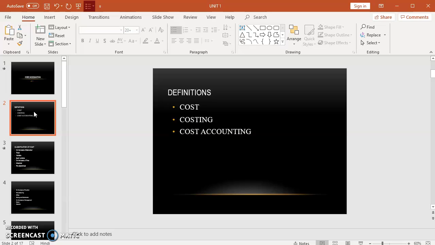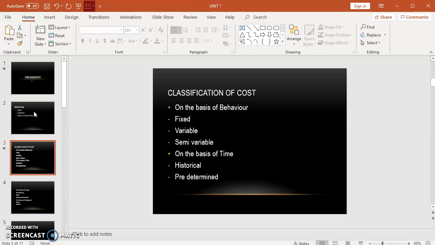First we have seen what is cost, the value of a product. Then costing, the process in which we are determining the value of that product. And then in cost accounting, we will analyze how we can reduce the value of that product and how we can increase the profit of that product. Likewise, we'll do some analysis that is known as cost accounting.